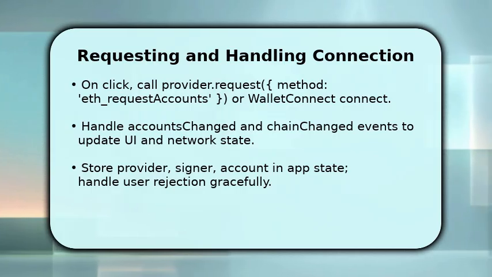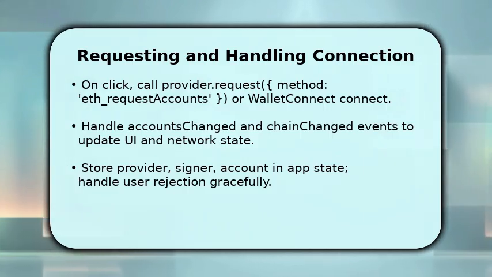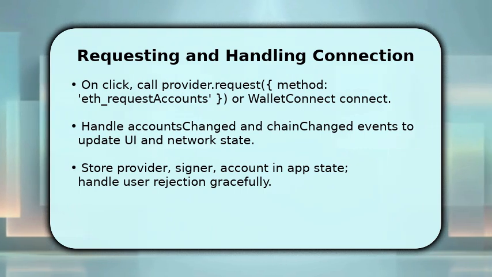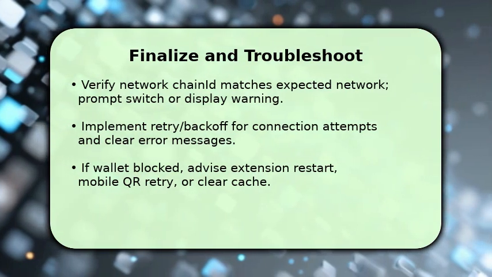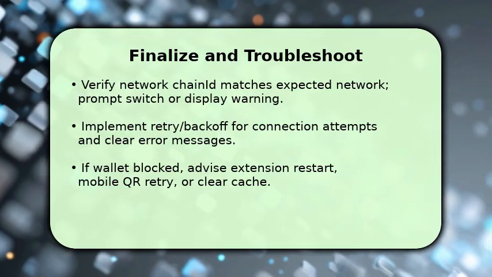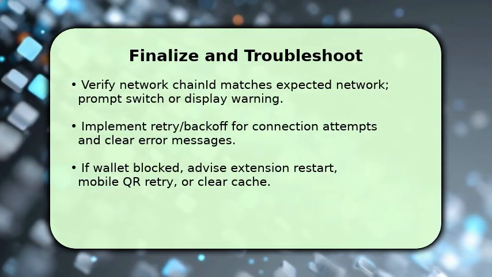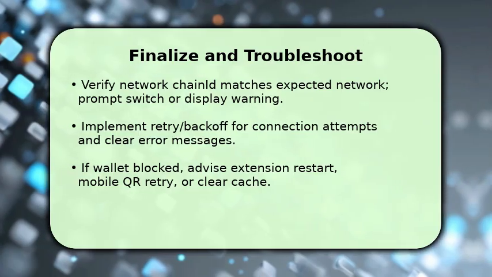Also subscribe to accountsChanged and chainChanged events so you can update the app if the user switches accounts or networks. Make sure to refresh network-dependent data when that happens. You finish by validating the chain ID and ensuring the user is on the intended network. If not, prompt a chain switch or show a clear warning explaining the mismatch.